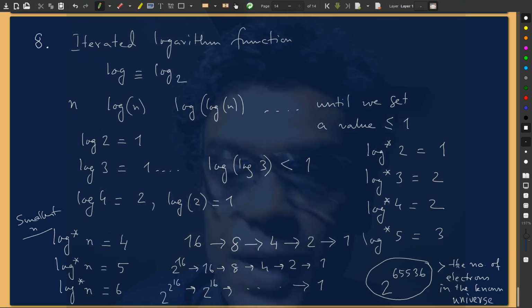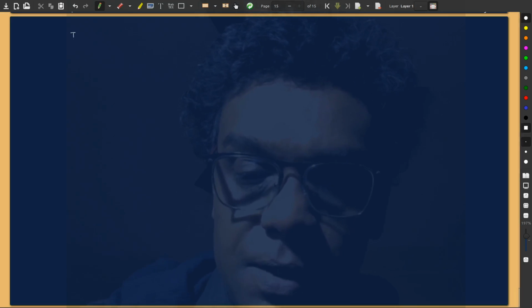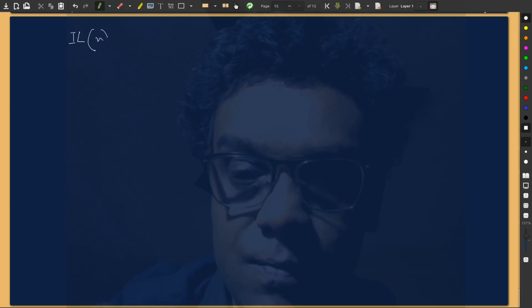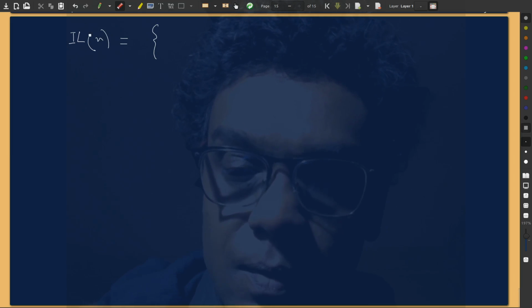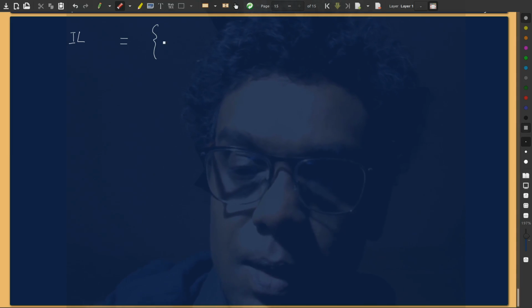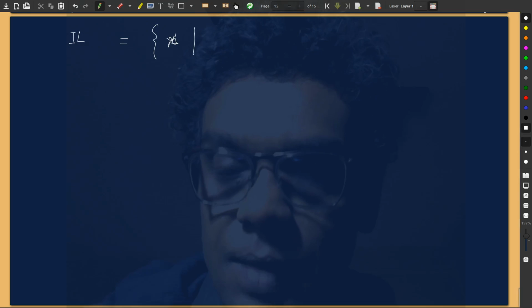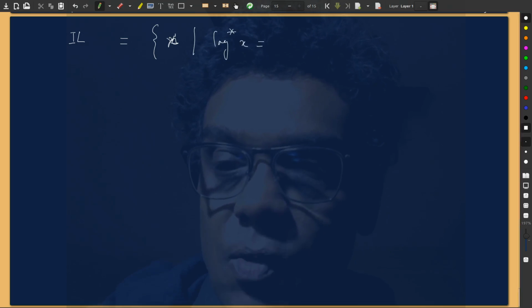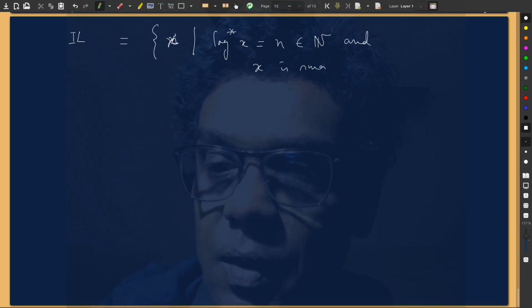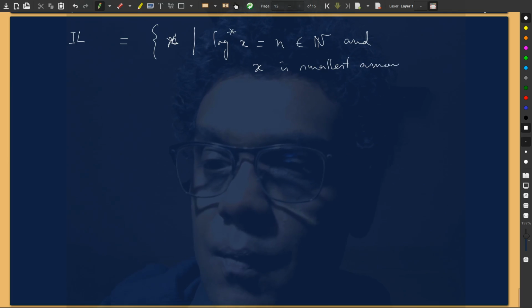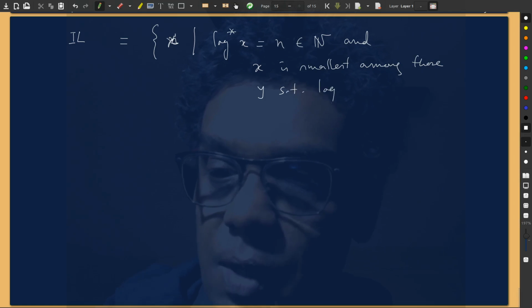So if I now define this set, the iterated log set IL, as the set of all x such that log star x is equal to n for some natural number n, and x is the smallest among those numbers y such that log star y is n.